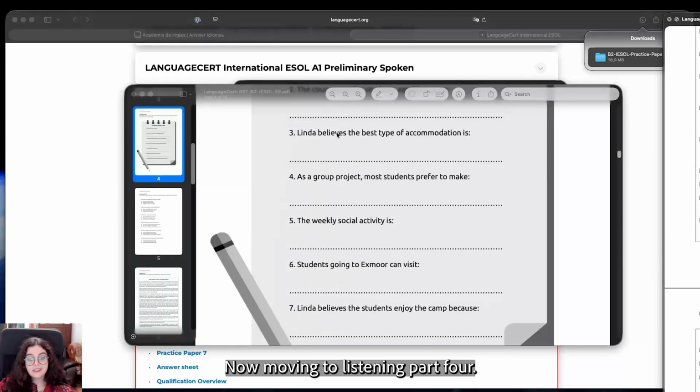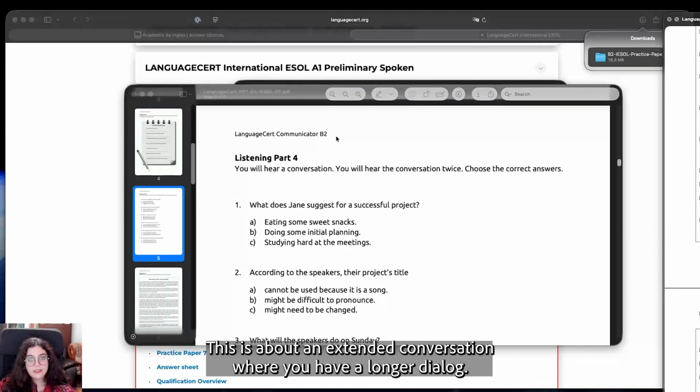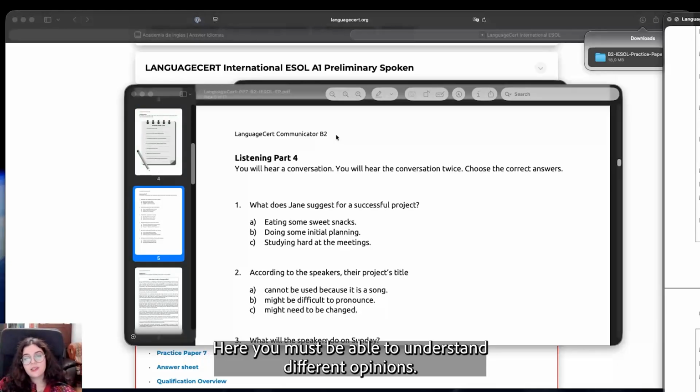Now moving to listening part 4, this is about an extended conversation where you have a longer dialogue. Here you must be able to understand different opinions, catch those subtle details, and follow along with this type of discussion.